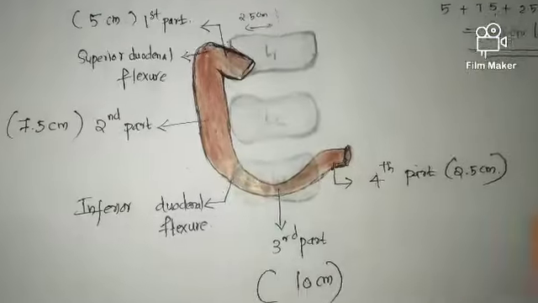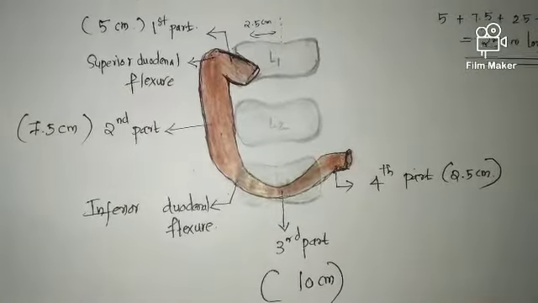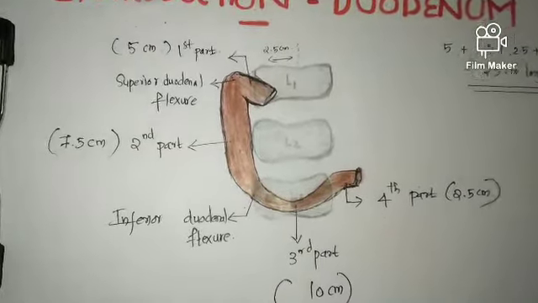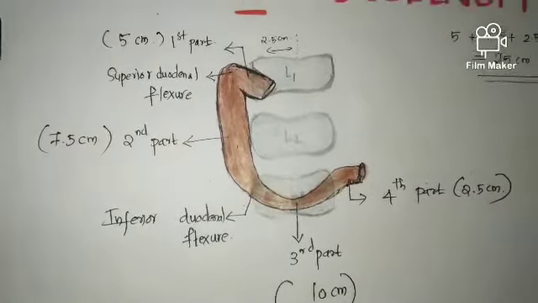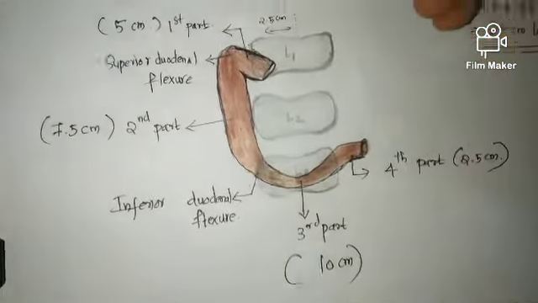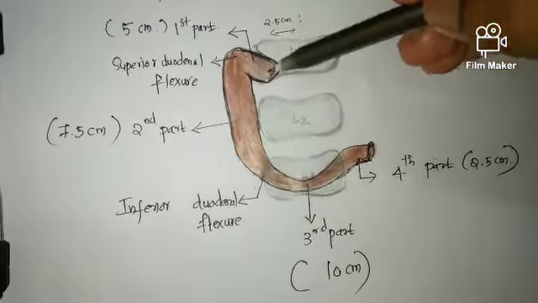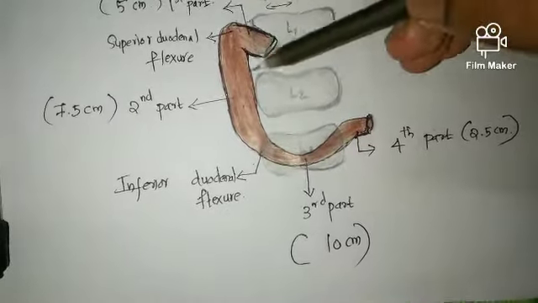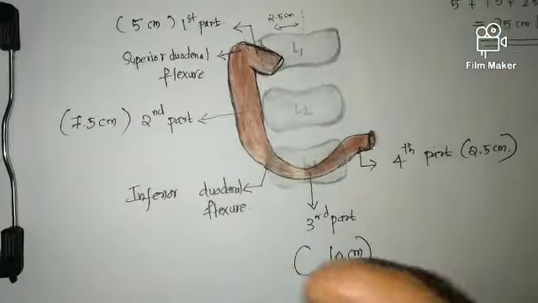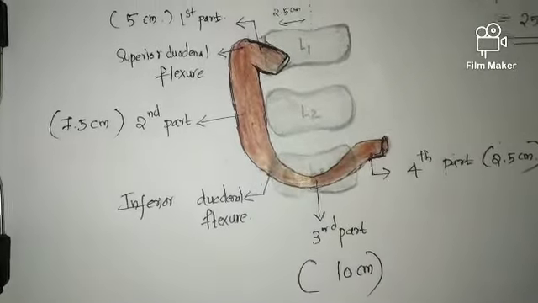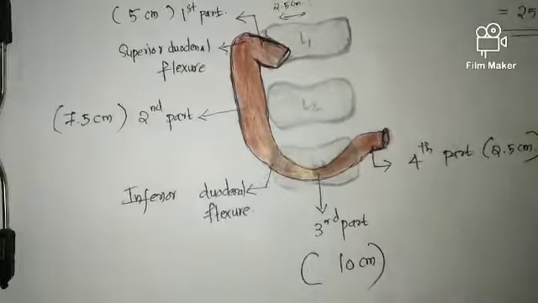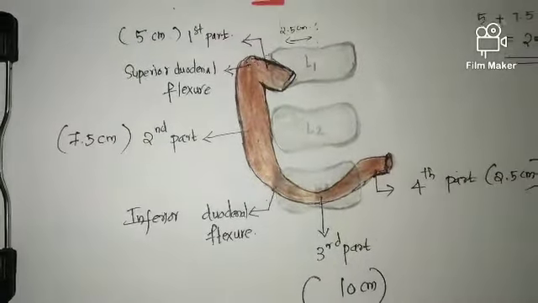The duodenum is actually a retroperitoneal structure, except for a small part, the proximal 2.5 centimeter, which is suspended above by the lesser omentum and below by the greater omentum. Otherwise the duodenum is a retroperitoneal structure. Only that portion is suspended by the omental structures.